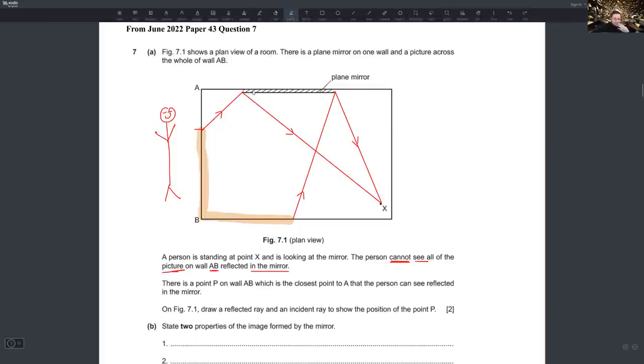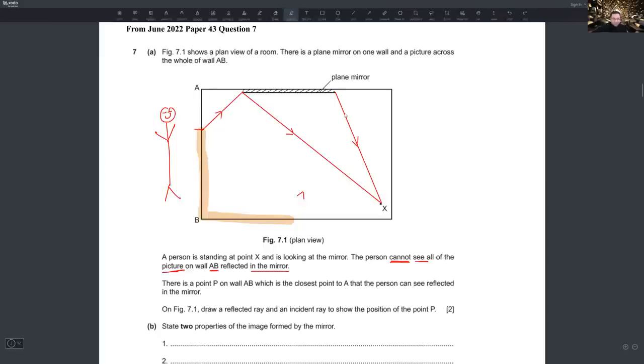Now let's read the question. There is a point P on the wall which is closest to point A that the person can see reflected on the mirror. On figure 7.1, draw a reflected ray and an incident ray to show the position of point P. So he wants the closest point to point A.